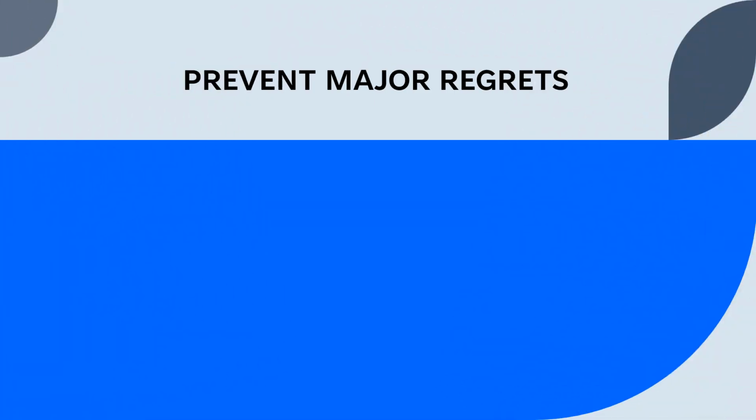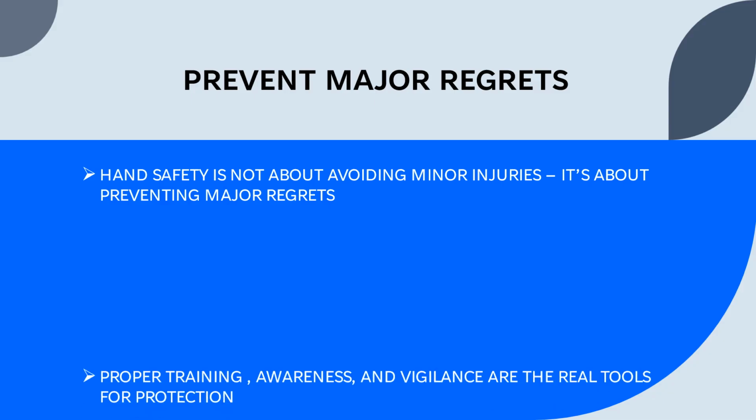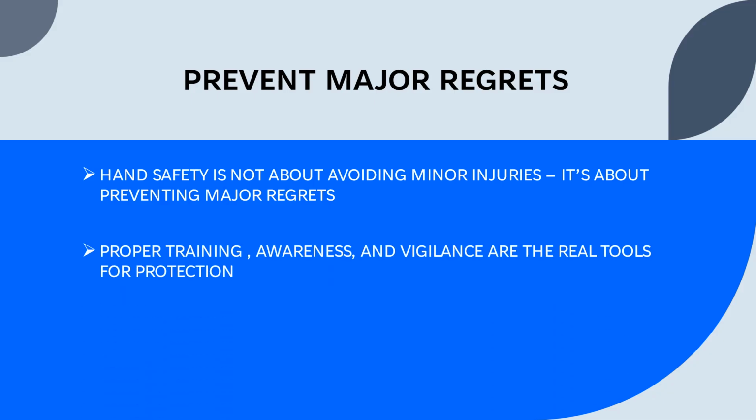So how to prevent major regrets? Hand safety is not about avoiding minor injuries, it's about preventing major regrets. Proper training, awareness, and vigilance are the real tools for protection. Employees should be properly trained and they need to be more cautious of hand and finger safety. Awareness and vigilance are the real tools for protection.